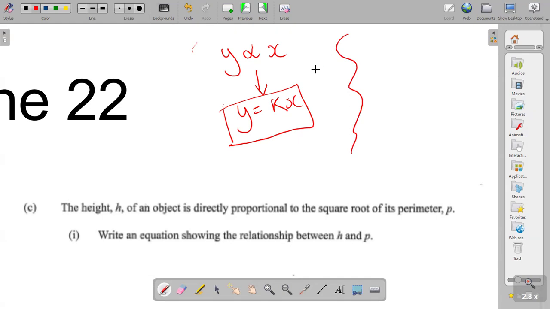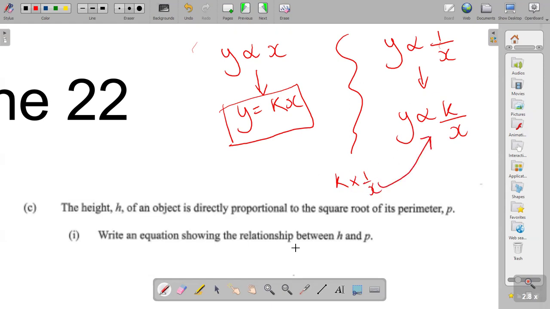Then there's one that says indirectly, which is the opposite. So Y is proportional to the inverse of X because it's indirect. So the formula for that is Y is equal to K over X. How did I get K over X? Because it's the same thing. I'm saying K times 1 over X, and K times 1 over X is just K over X.